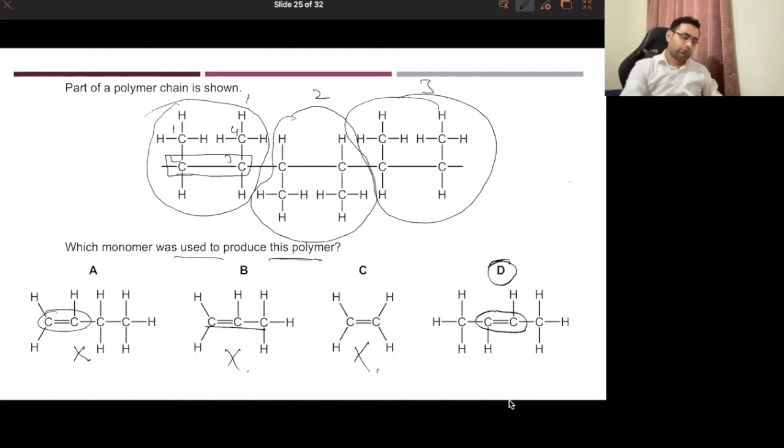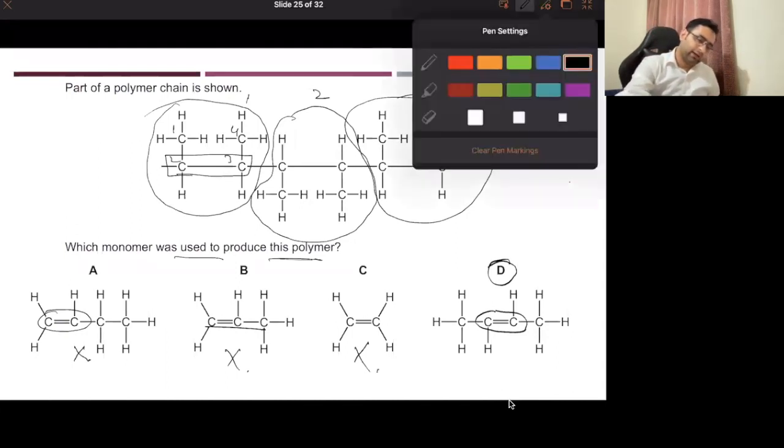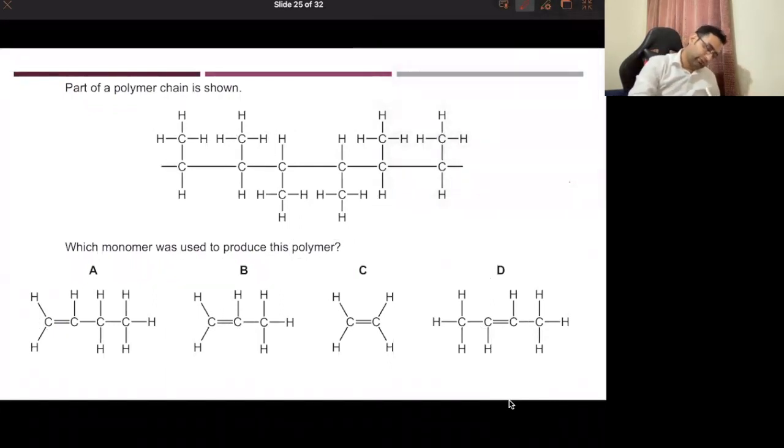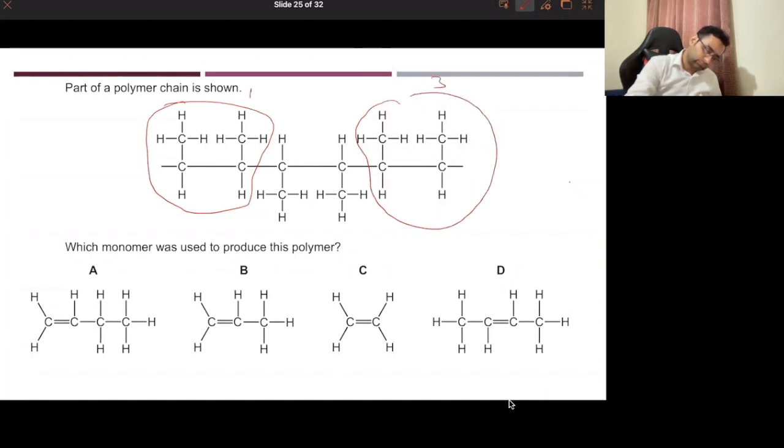First of all, you will identify a repeating unit. This is the repeating unit, the very first one. This is number 1, and this is number 3, and this is number 2. These are the monomers, and they are all 1, 2, and 3.